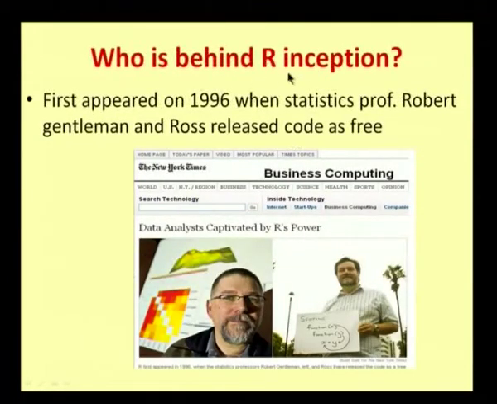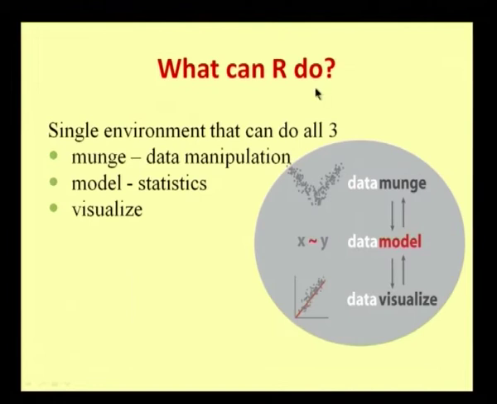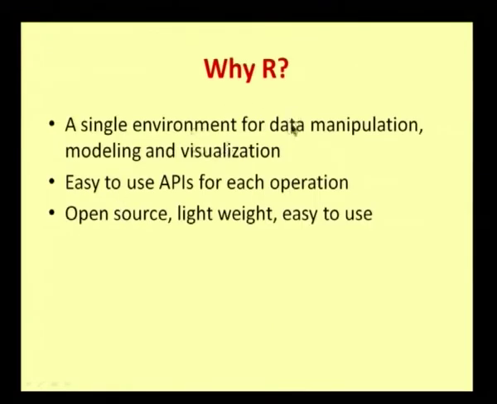Who is behind this R project? In 1996, the statistics professor Robert released the code for this R project. The R project can do data manipulation, statistical analysis and data visualization. We can have this R because it is a single environment for data manipulation, modeling and visualization. We have to use APIs for each operation. It is open source, lightweight and easy to use.